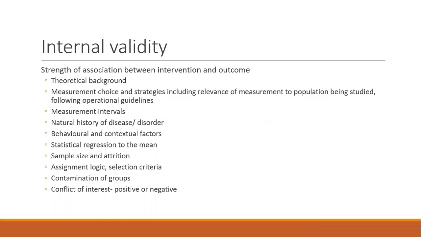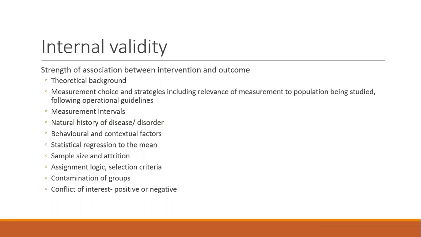Then you want to know about statistical regression to the mean. Statistical regression to the mean is, if someone does very badly initially and another person does very well, after some time, at the next measurement, both of them will come more towards the center. This is called statistical regression to the mean. It is natural. So if there is very little change in measurement, it could mean that it is because of regression to the mean.